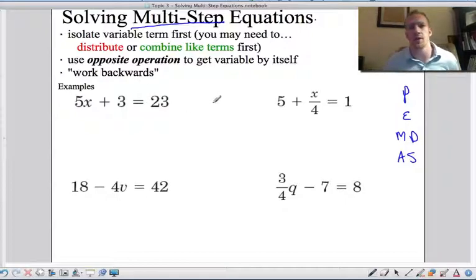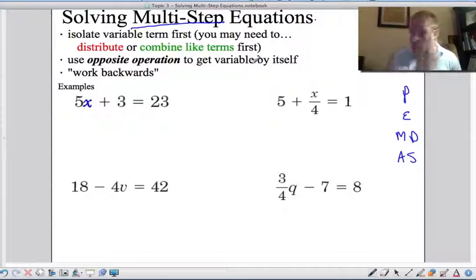I also will say a lot of times work from the outside in. So here's our x. What's most tightly associated with that? The 5 is. So that's the last thing we're dealing with. The 3 is less closely associated with the x, so we're going to deal with that first. Alright, so here we go.